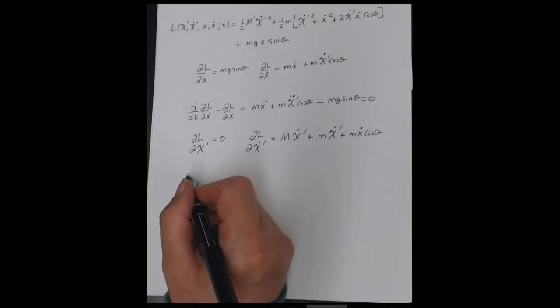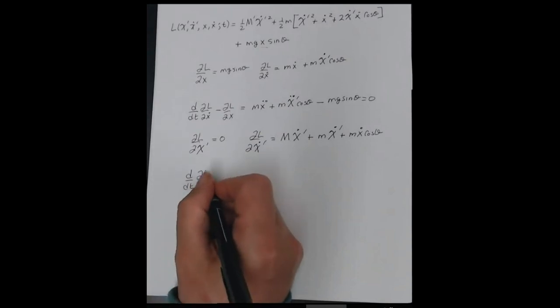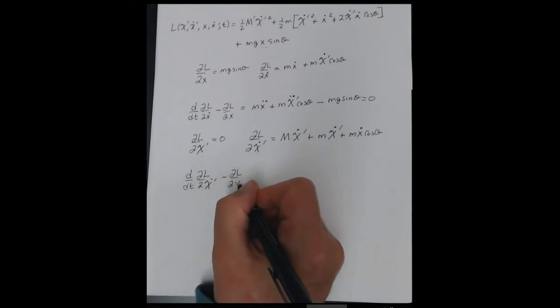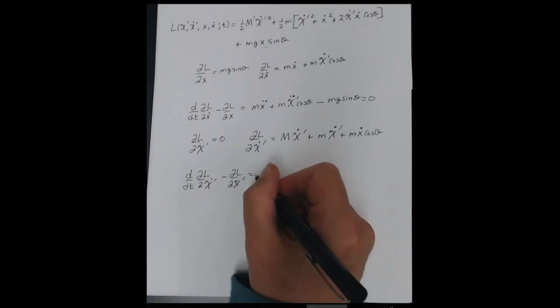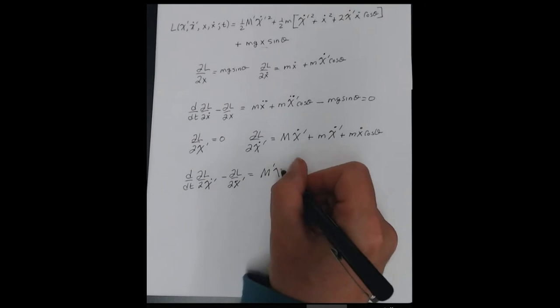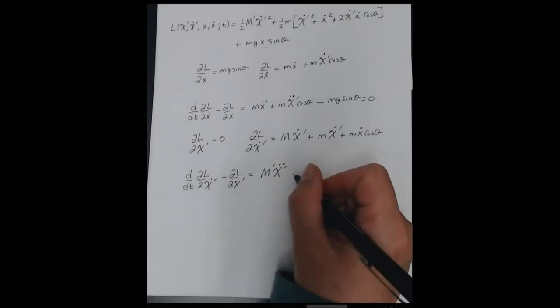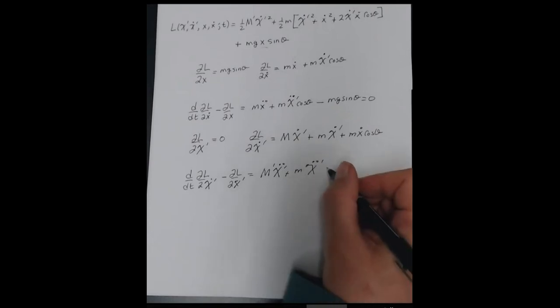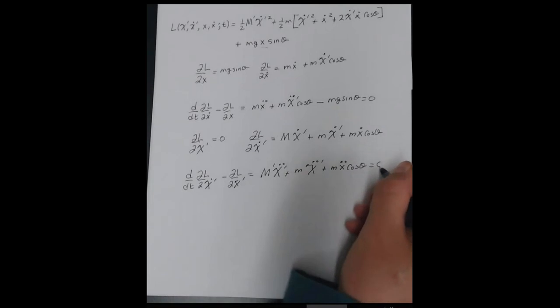So d/dt of partial of L with respect to big X dot minus dL/d big X, setting that to 0, is going to be equal to big M prime big X double dot plus little m big X double dot plus m little x double dot cosine theta equals 0. So I have these two equations.